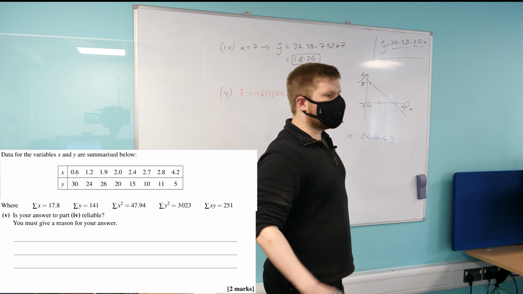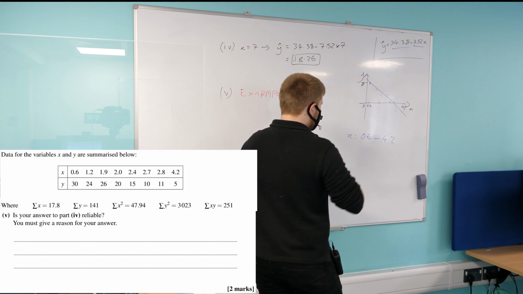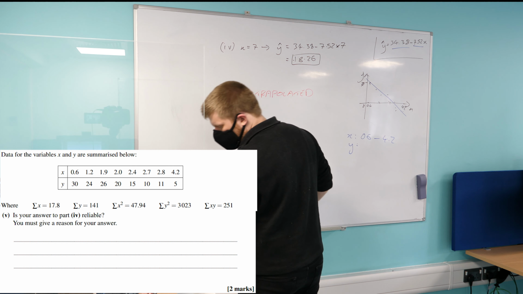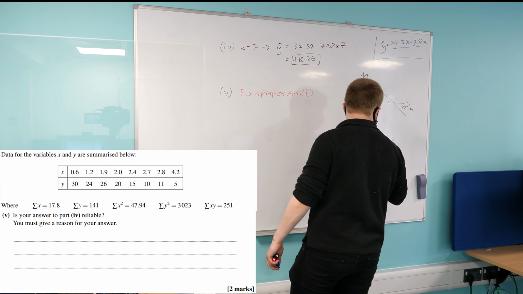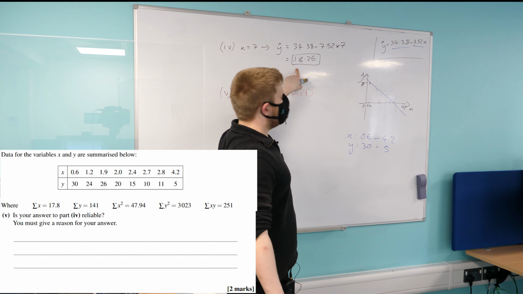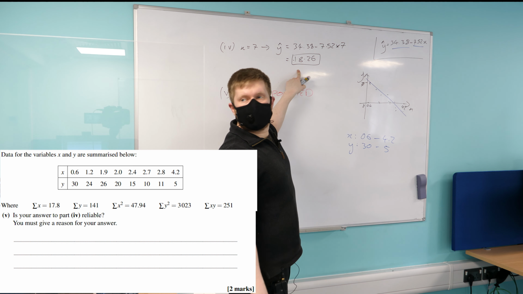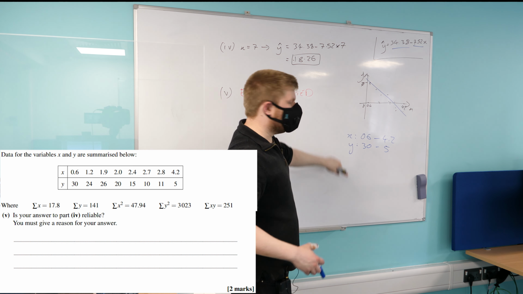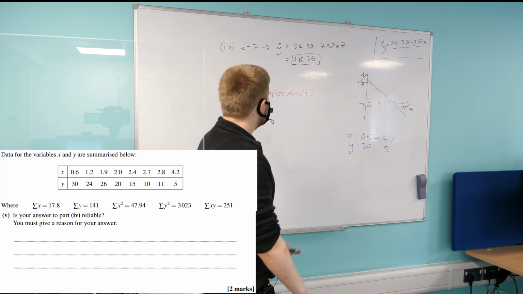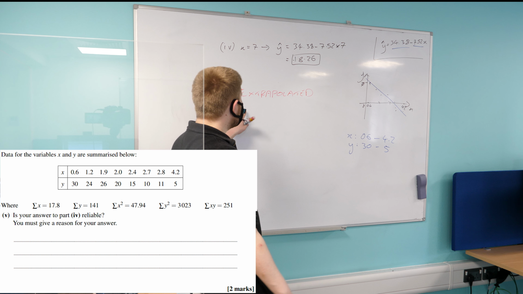And obviously you can make a similar kind of thing for the y's as well. So x goes from 0.6 to 4.2, the y's go from 30 to 5. So once again, you're using a negative 18.26, which is well outside the range of these y's as well. So again, it's more evidence to show that this is extrapolated. So this is really what you have to put down.